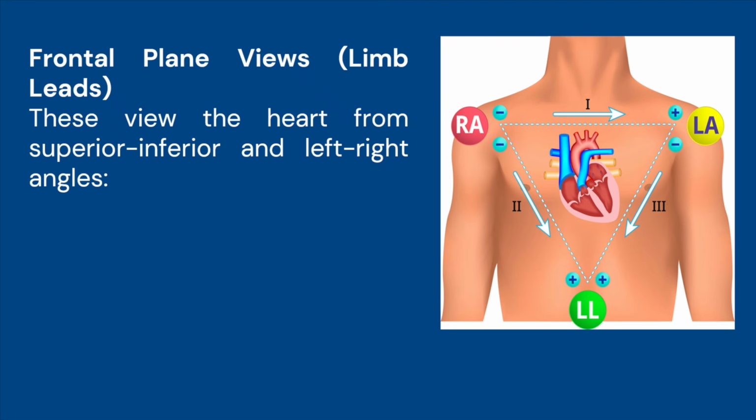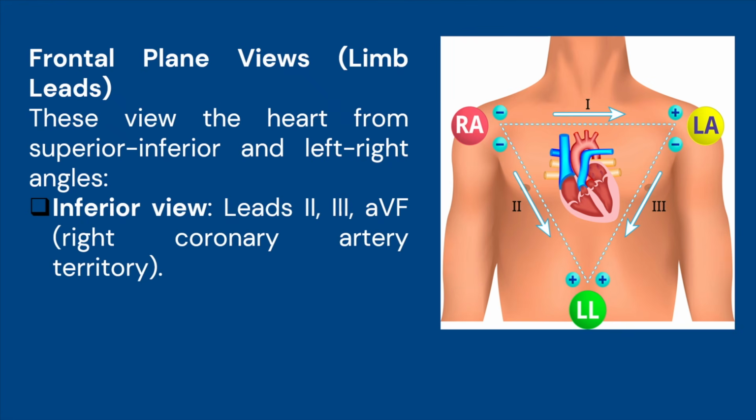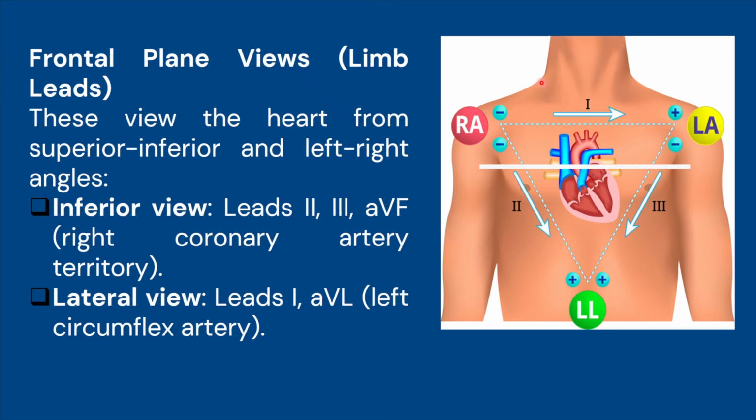Now, let's look together at how different limb leads look anatomically at the heart. If we ask what are the leads looking at the inferior surface of the heart, we'll find that if we take a line here, the inferior surface of the heart is facing lead 2, 3, and aVF. So 2, 3, and aVF are looking at the inferior surface of the heart, which is the territory of the right coronary artery. And the lateral surface of the heart, if we take a line here, we'll find is facing lead 1 and aVL.